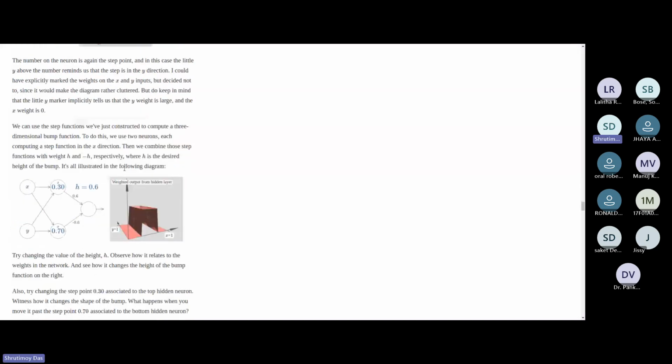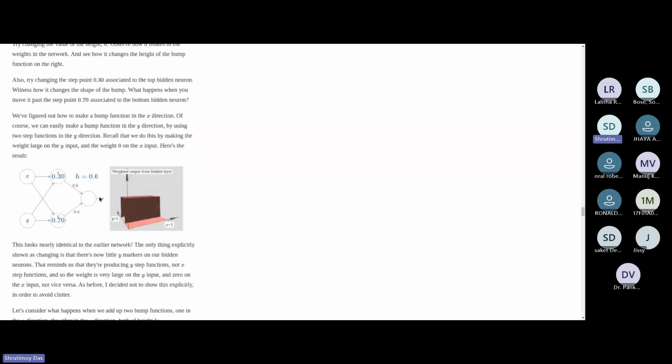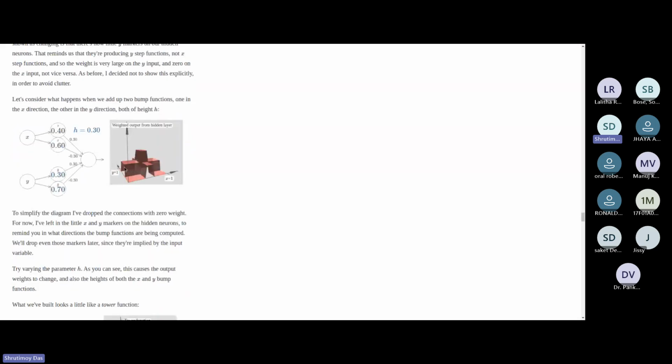And similarly, this happens for more than the 2D case also. In the 3D case also, you can combine a lot of these things. And yeah, so that is what is shown in that. Those are the tower functions. Hope that is clear.